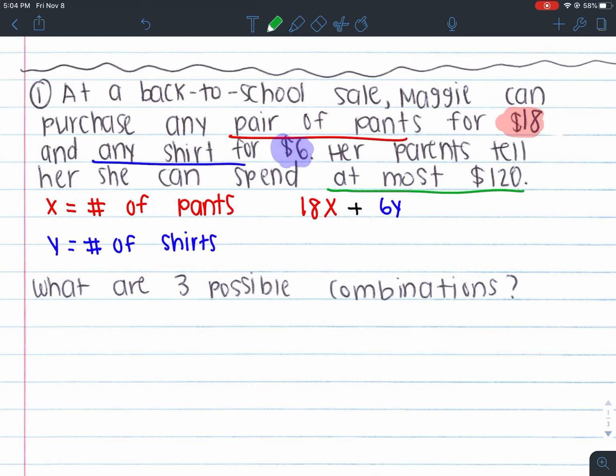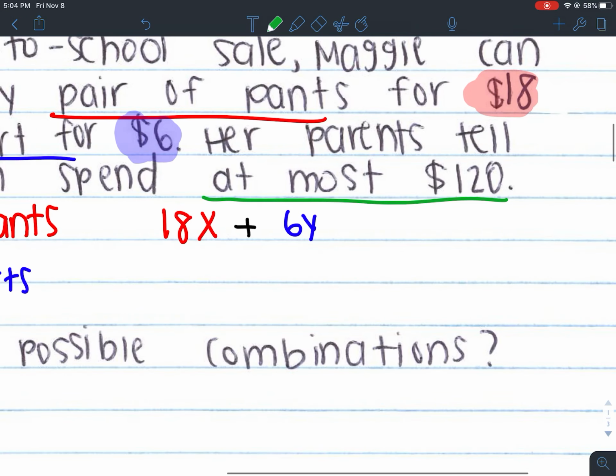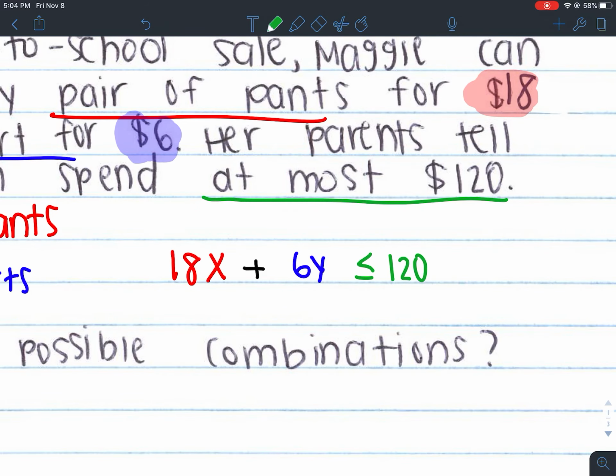So it says at most, so this tells me this is not going to be an equal sign. It's going to be an inequality, which means however much she has to spend has to be less than or equal to 120. Why not greater than or equal to? Well, you can't spend what you don't have. She can't spend more than 120 because then she'll be out of money and she doesn't have that. So that's the most that she could spend, and that's the inequality that represents that situation.